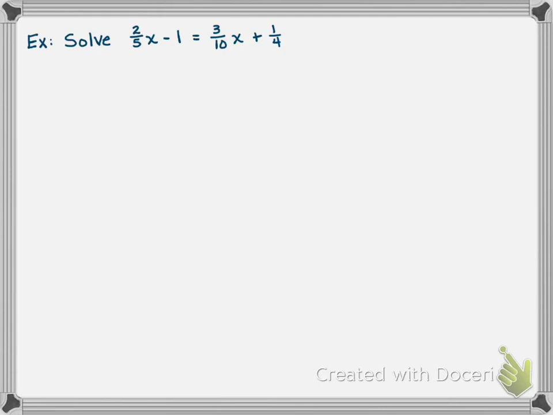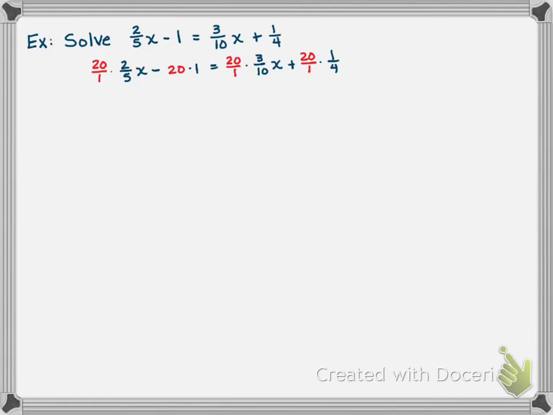So I've got 20 over 1 times 2/5 x minus 20 times 1 equals 20 over 1 times 3/10 x plus 20 over 1 times 1/4. And I'm allowed to do that because this is an equation, right? So I made each side 20 times bigger or 20 times heavier, but that's cool because I maintain the balance.